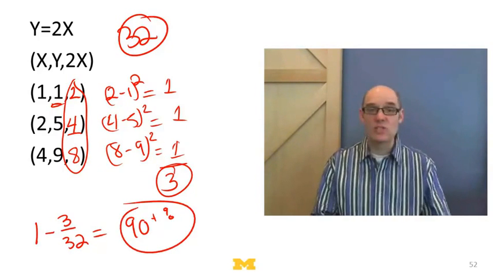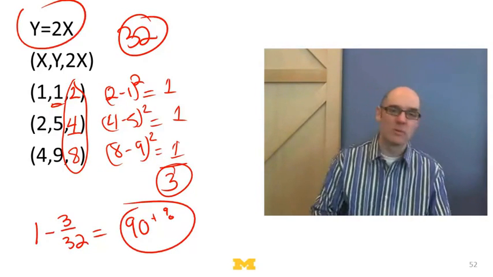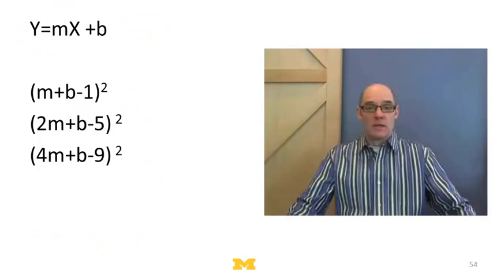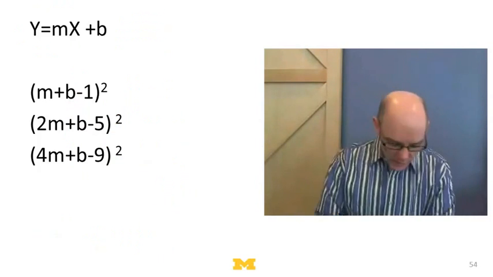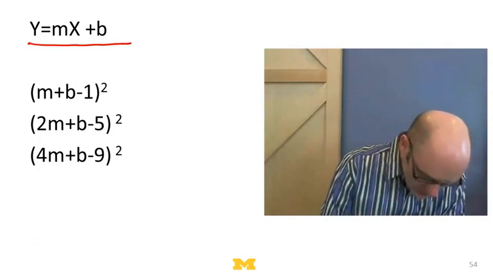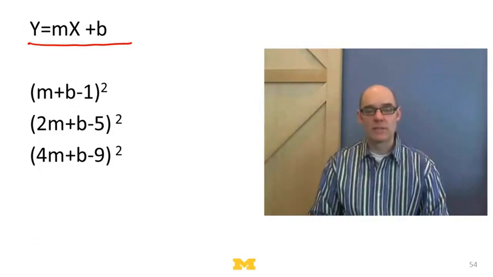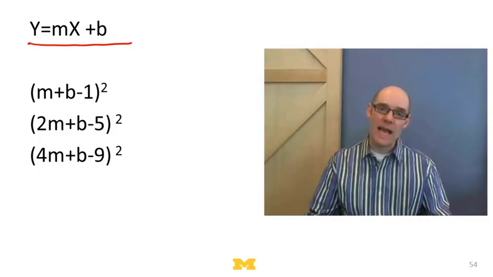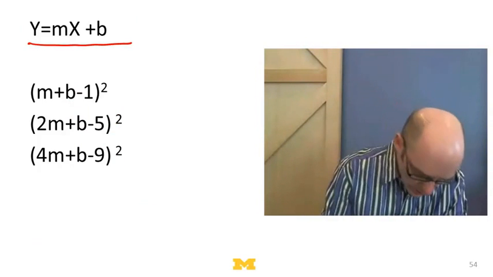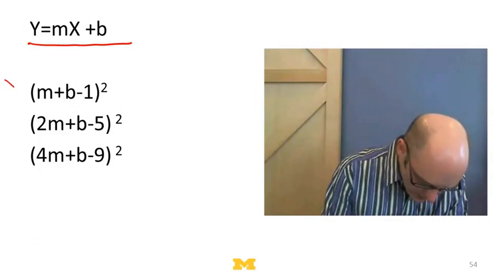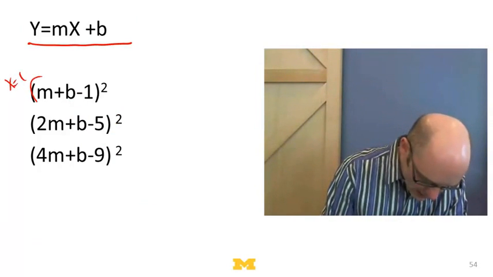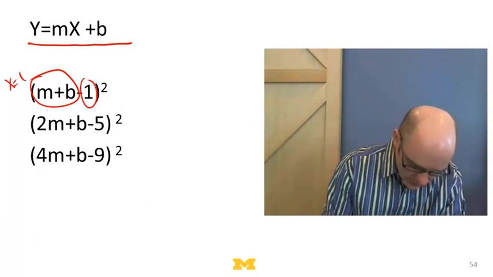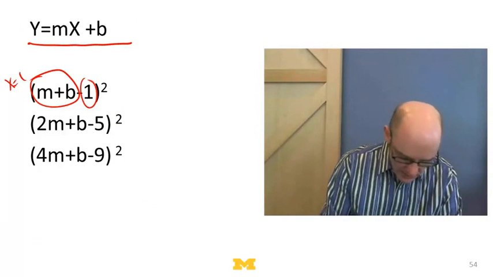But the thing is, I just made this up. This y equals 2x, I just drew this line. So how would I draw the best line? Well, let's suppose I drew the line y equals mx plus b. So this is just an arbitrary line. And then I want to ask, how far off would that line be from the data? Well, when x equals 1, my prediction would be m plus b, and the actual value is 1. So my error is going to be m plus b minus 1 squared.